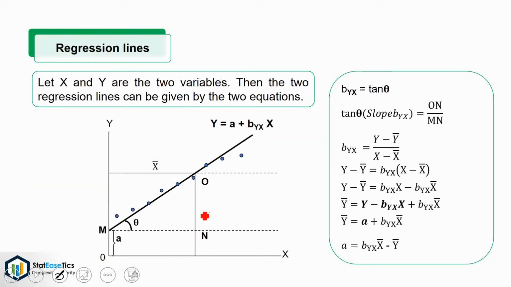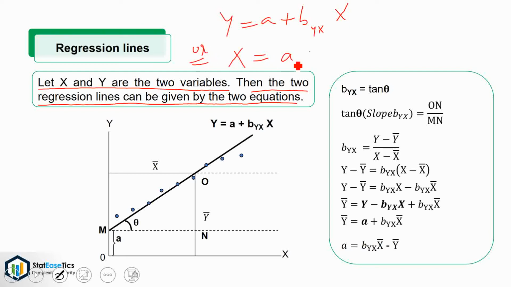Let's see the regression lines and regression equations. Let x and y be the two variables. Then the two regression lines can be given by the two equations. That is, y is equal to a plus byx into x, or x is equal to a plus bxy into y.